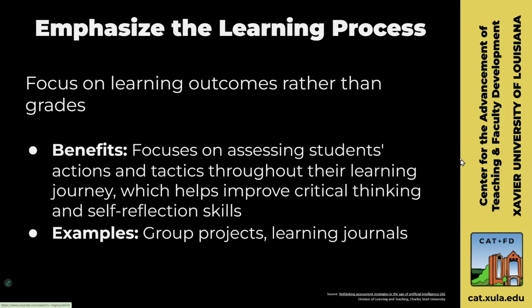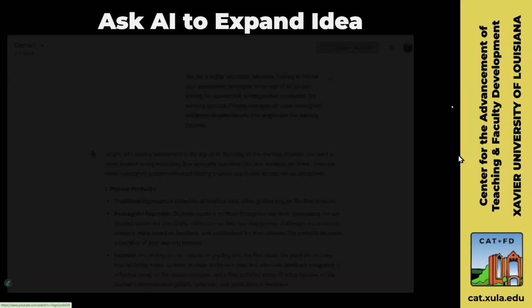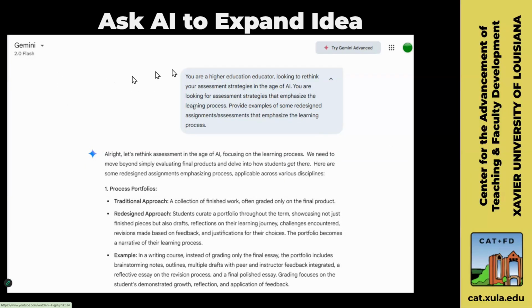So I took this information and I actually went to Gemini AI and said, expand on this idea. So you're a higher education educator looking to rethink your assessment strategies in the age of AI. You're looking for assessment strategies that emphasize the learning process, provide examples of some redesigned assignments, assessments that emphasize the learning process. And it said, all right, let me think. And so it came up with some suggestions like this first one, a process portfolio. So this would have been the traditional approach. And then you see the redesigned approach, and it gives you some examples.